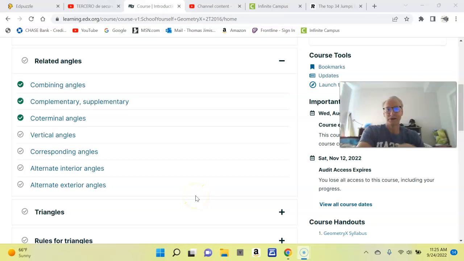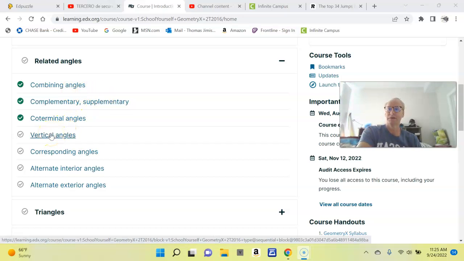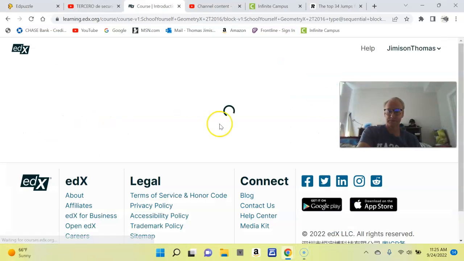Hi folks, we're going to do the fourth one of the related angles. This is in EdX and it's called vertical angles. They're sometimes called opposite angles as well. So here it is. Let's take a look.